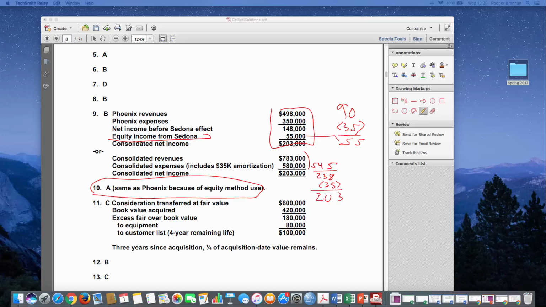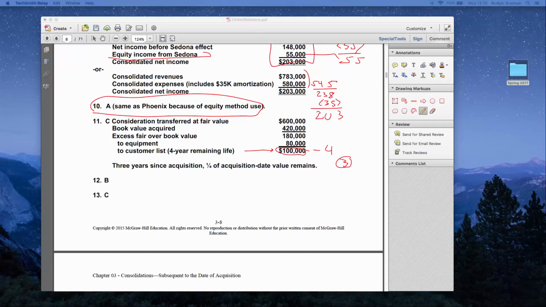Okay, number 11. Now we identified the fact that the customer list had a value of 100,000. The customer list was developed by Sedona, so it really can't recognize it as an asset. But since Phoenix purchased this and is attributing a significant portion of the excess over book value to that, at the time of the acquisition they're assigning $100,000. Now remember, this has a 4-year life. And at the time of consolidation that we're looking at, 3 years have elapsed. So going into the next year, only 1/4 or 25,000 of this amount would remain.